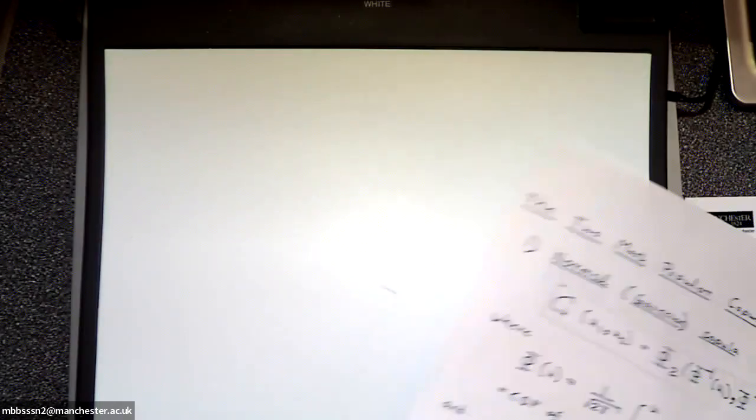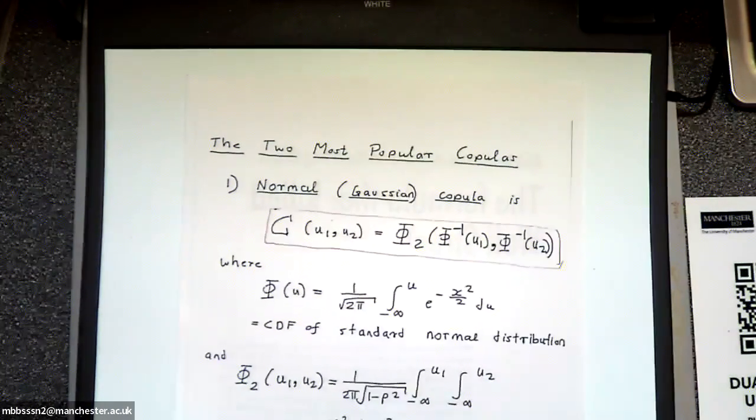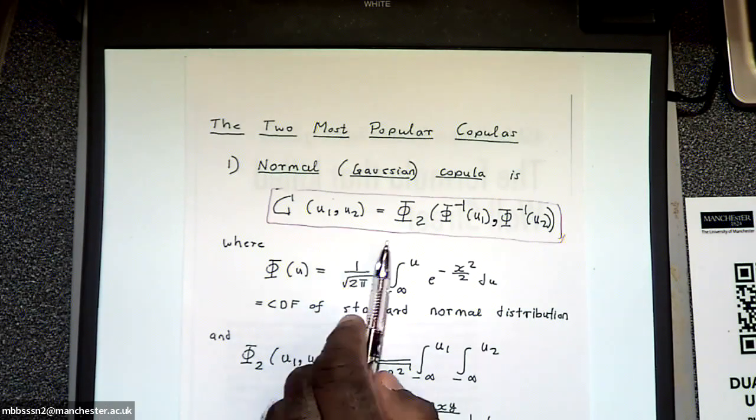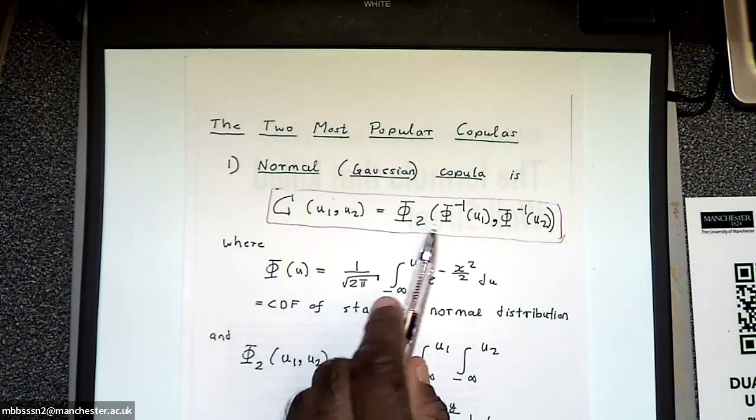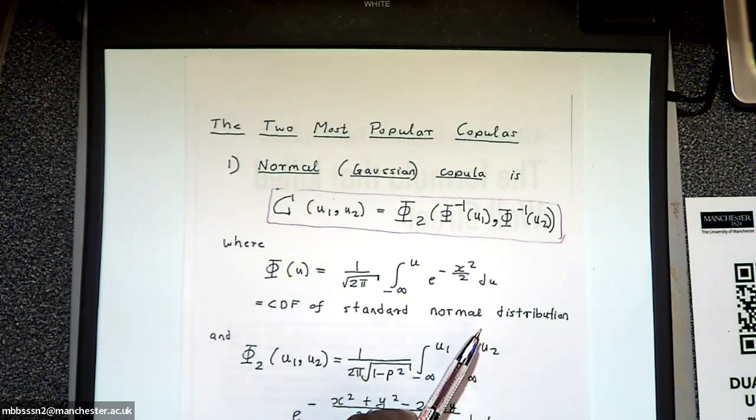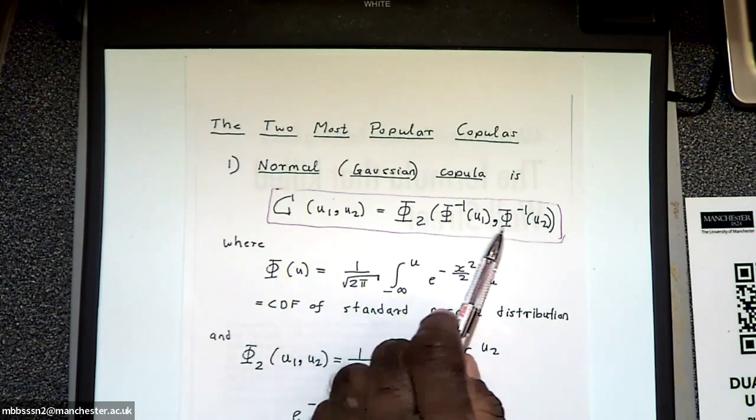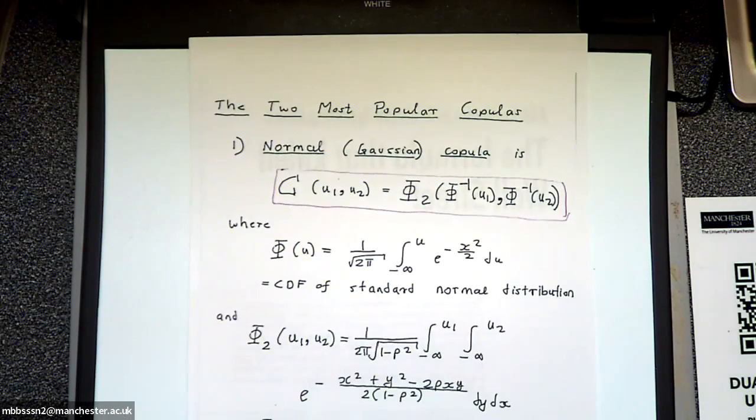Okay, the final section of the video was this. It's about the 2 most popular copulas that there have been, or there are. The first copula is the normal copula, also known as the Gaussian copula, and it's given by this equation here, right? Where phi denotes the CDF of the standard normal distribution. And phi 2 denotes the joint CDF of the standard bivariate normal distribution, right?